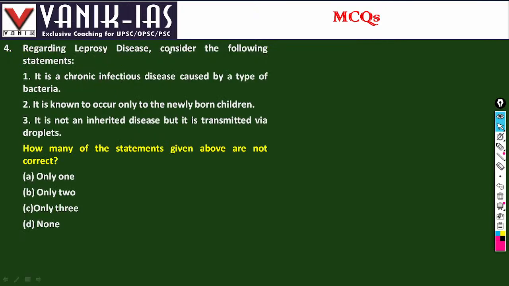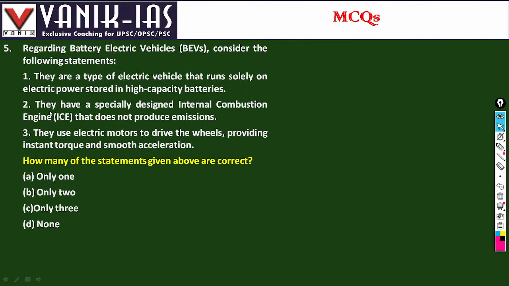Regarding leprosy disease, consider the following statements. It is a chronic infectious disease caused by a type of bacteria. Right. It is known to occur only in newly born children. Wrong. It is not an inherited disease but is transmitted via droplets. Right. 1 and 3 are correct, which means only 2 is incorrect. So the question is how many are not correct? Only 1 is incorrect. It is option B or option 2.